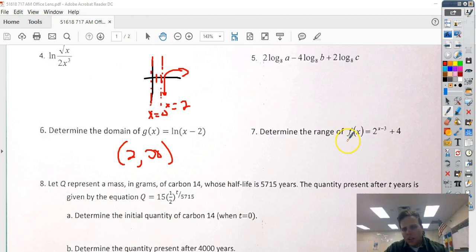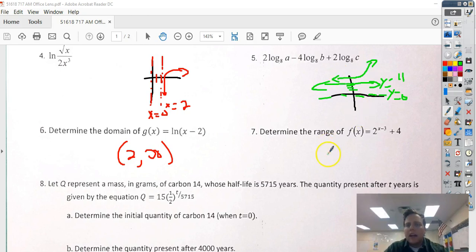All right. Next question. Determine the range of 2 raised to the x minus 3 plus 4. So this is exponential. You should remember that exponential graph has a horizontal asymptote at y equals 0. Now that's the parent function. Except I move this graph up 4 and right 3. Now moving up 4 does not affect your horizontal asymptote. Okay? So now I have an asymptote here at y equals 4. And so my graph looks something like this. So then my range would just be from 4 to infinity.